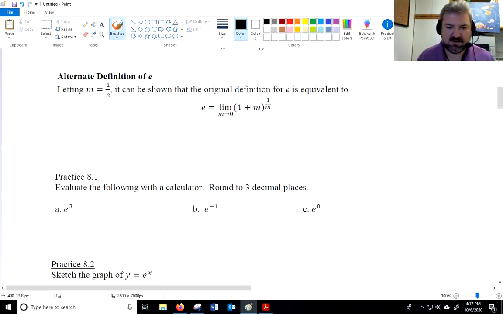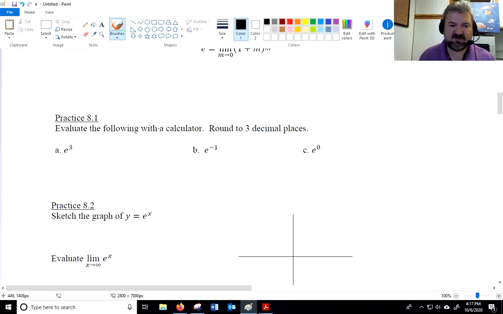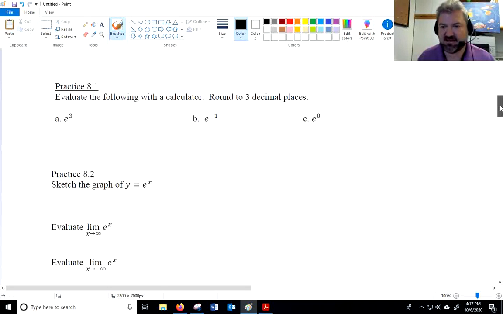All right, so practice 8.1. I want you to use a calculator to evaluate and round to 3 decimals. Basically, I just want to make sure you know where this button is and what to expect.